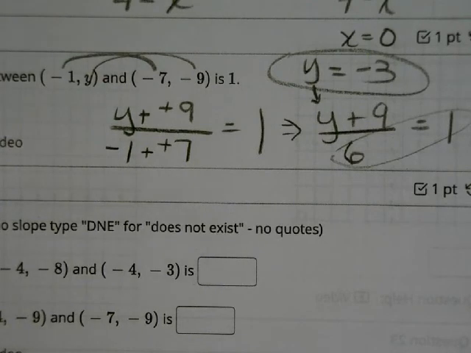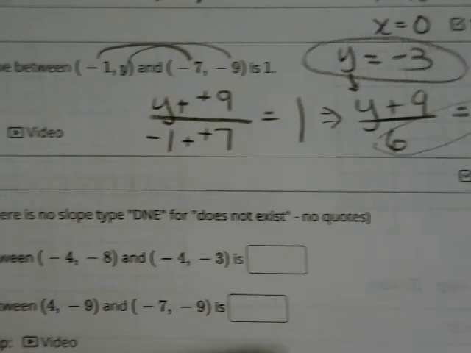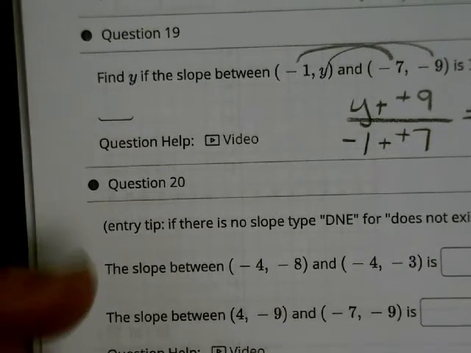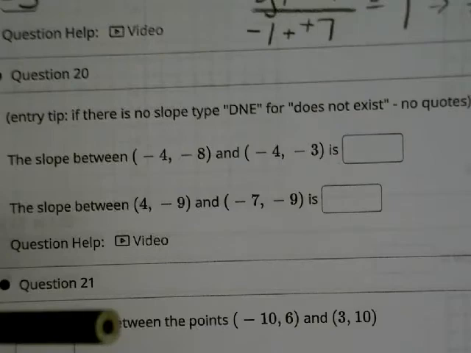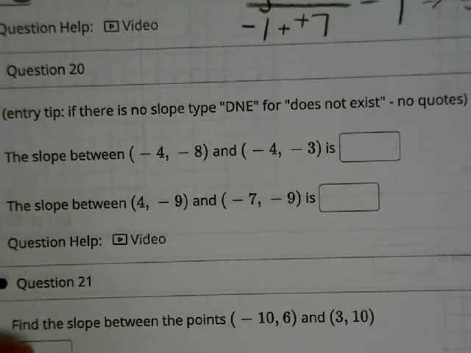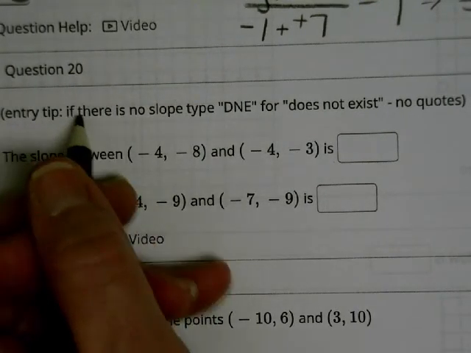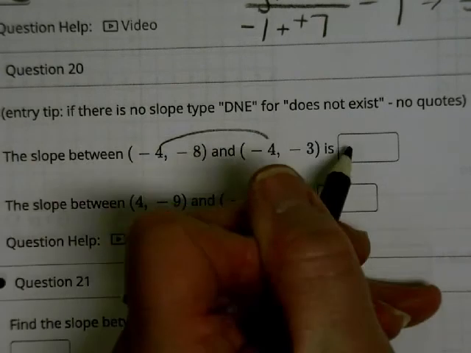So set up the slope equation, and then use your algebra skills to find the missing number. Whatever makes sense to you. There's several different ways you could do that. Just as long as you know how to set up the slope equation, that'll help.